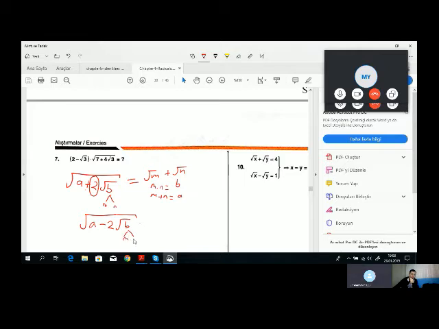Again, if you can find two numbers m and n such that m multiply n is equal to b and m plus n is equal to a, you can write square root m minus square root n. This expression is equal to square root m minus square root n.